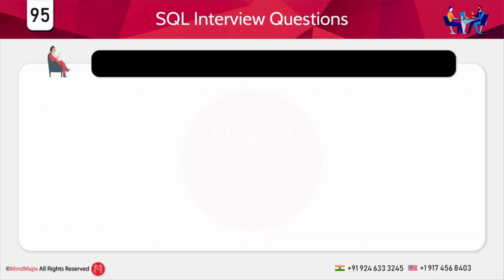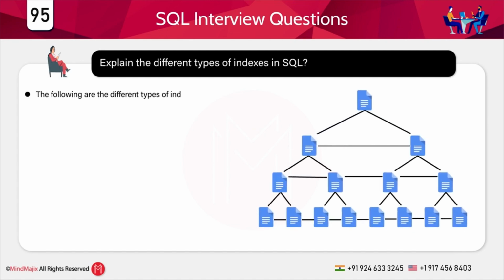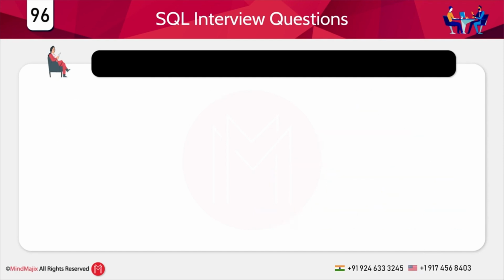The next question is, what are the different types of indexes in SQL? Basically, there are 4 types of indexes in SQL, such as single column indexes, unique indexes, composite indexes, and implicit indexes.